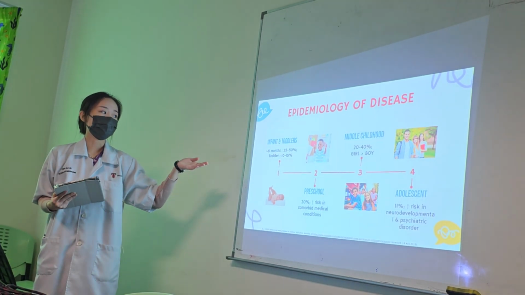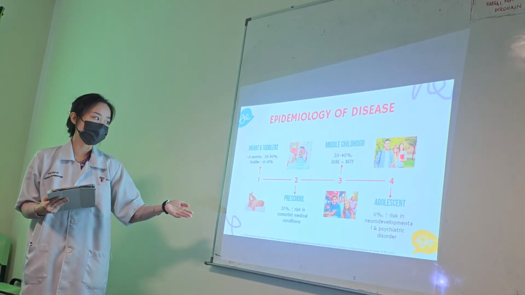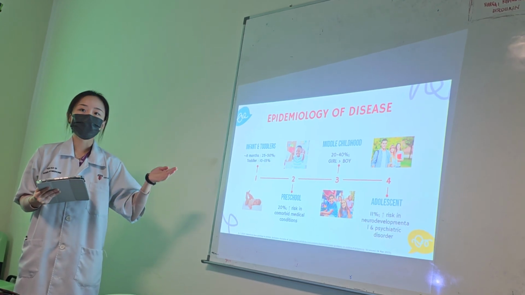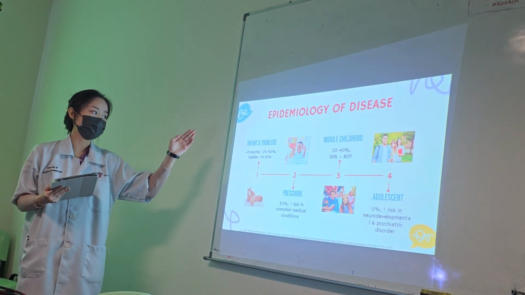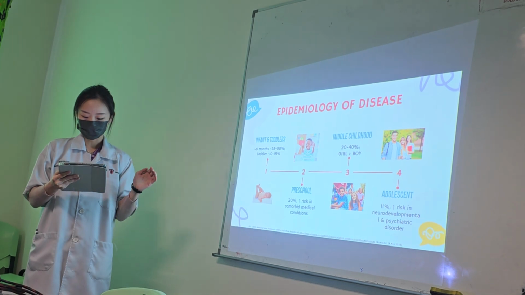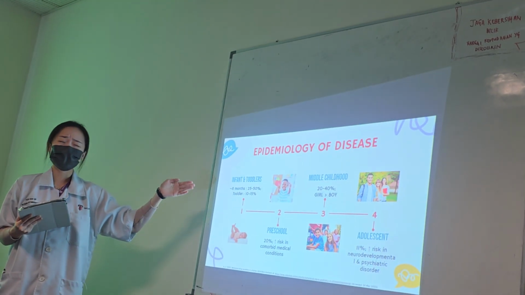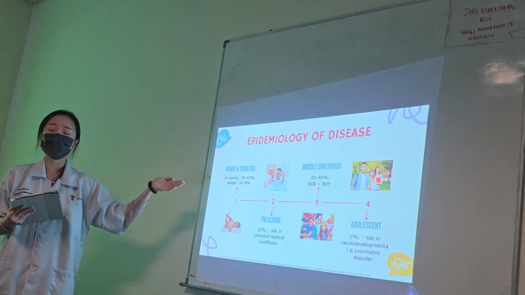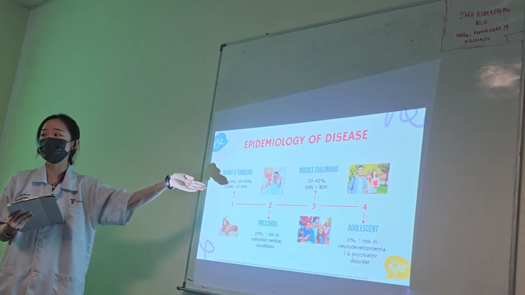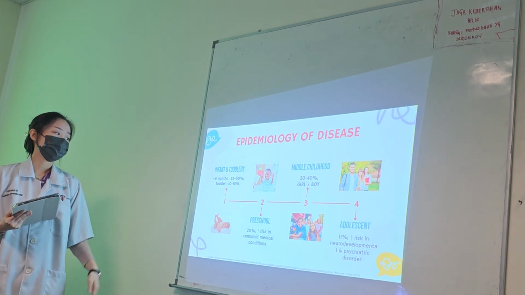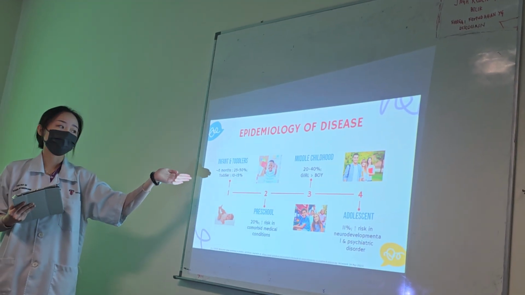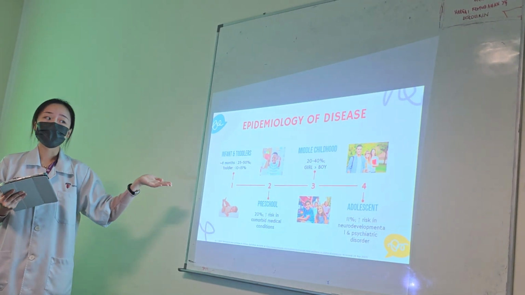Talking about the epidemiology, we can divide them into 4 age groups. Night waking is one of the most common sleep problems in infants and toddlers. Children over the age of 6 months tend to stay awake during the night for about 25 to 50%. Up to 10 to 50% of toddlers will have night waking problems.